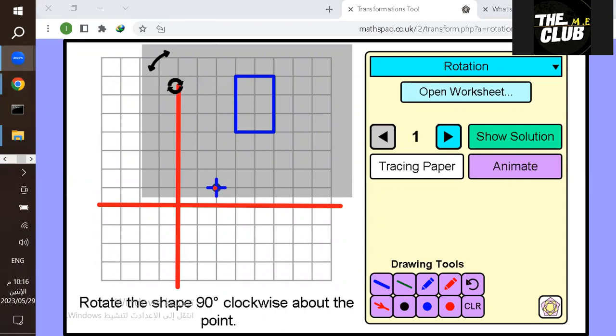Now, after you put a tracing paper like this, what do you do? First thing you do, you draw the shape. You draw the shape.